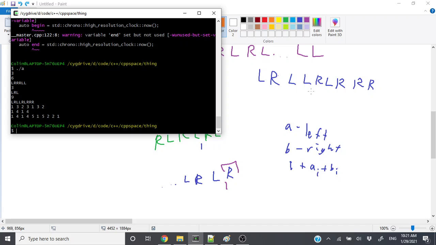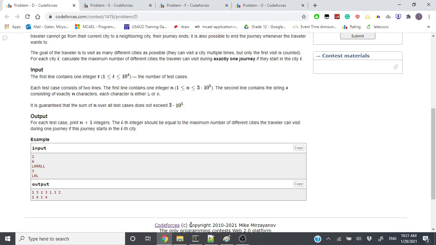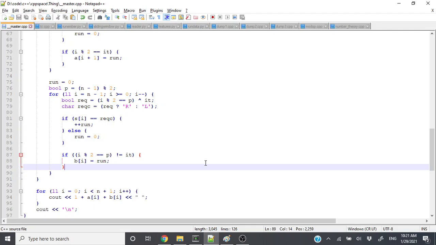When we start here, we can go 1 to the left and 3 to the right, meaning we get 5. When we start here, we can't go anywhere. When we start here, we can go 3 left, 1 right, so that's 5. Here we can get 2, here we can get 2, here we can get 1. Seems good.